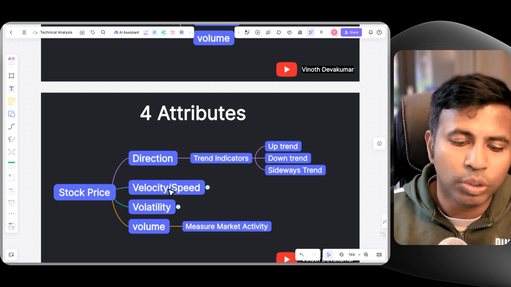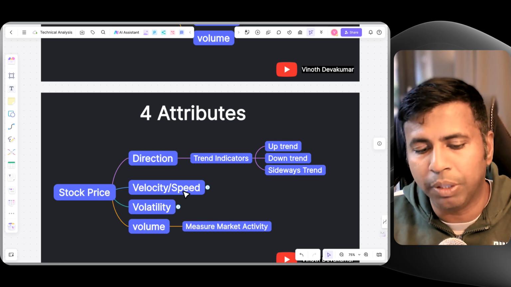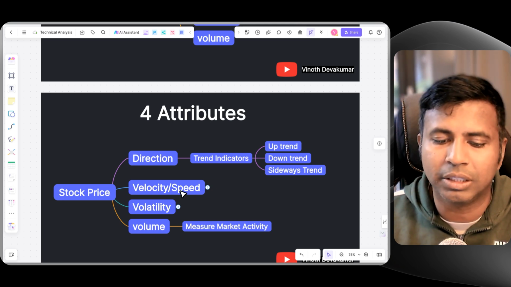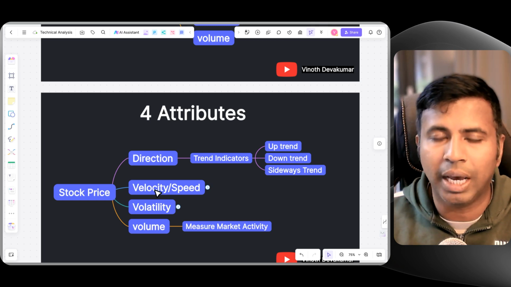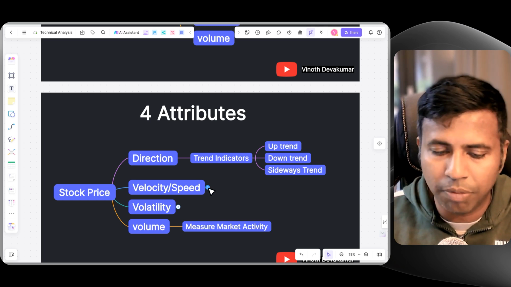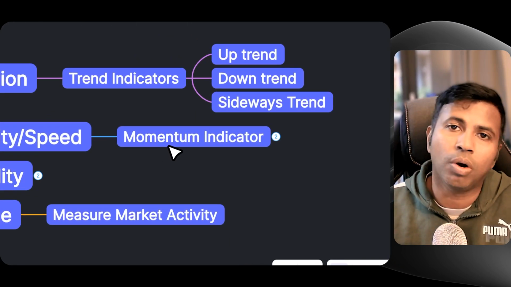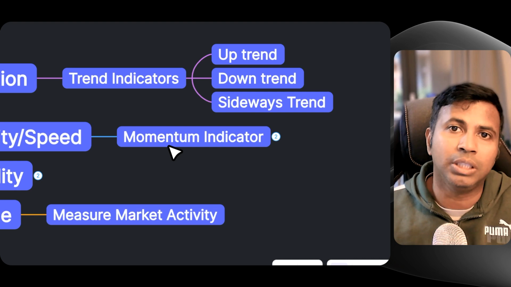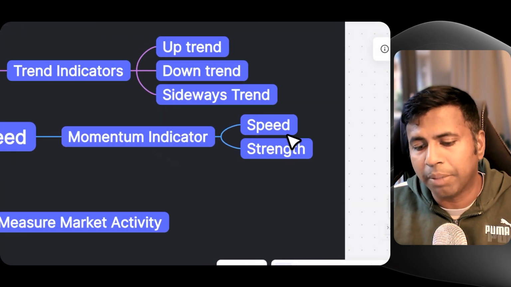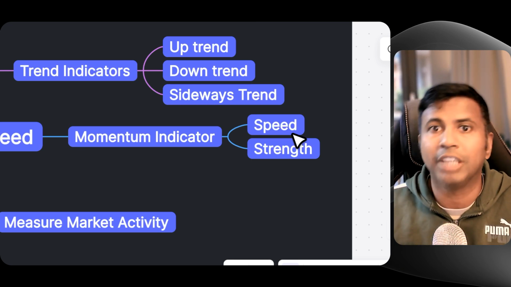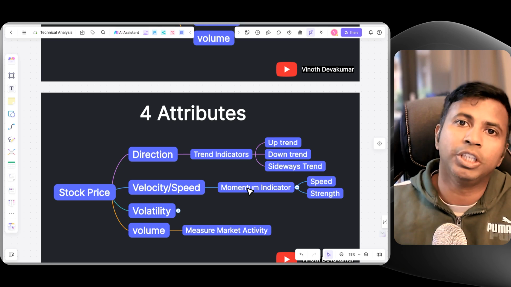The second attribute that we can measure is the velocity or speed. What is the difference between velocity and speed? Speed is just how fast something is moving and does not have any direction, but velocity has direction as well. When we talk about speed or velocity, what we are measuring is called momentum. It is the rate at which the price is changing. The momentum indicators measure the speed at which it is changing as well as the strength, which is nothing but the magnitude at which it is moving.